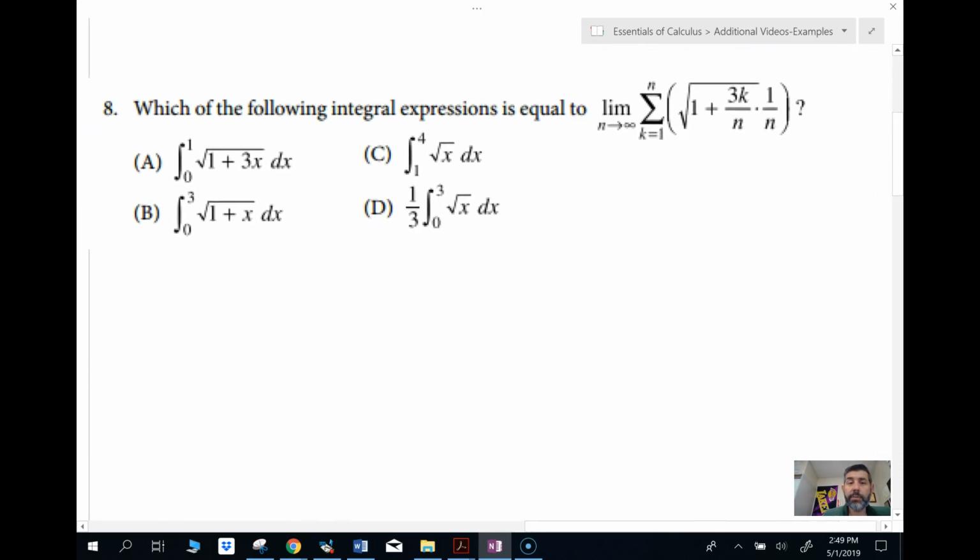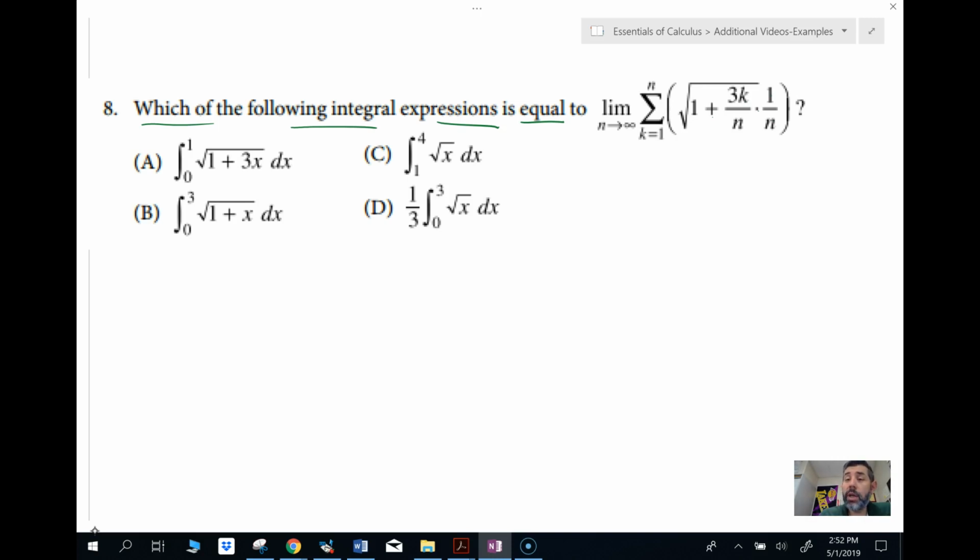from the College Board. Which of the following integral expressions is equal to the limit as n approaches infinity of this thing? All right, so we locate this stuff. We got 1 plus 3k over n times 1 over n. All right, so I got to look at these, and you know what? They try to get a little tricky on these problems, okay? So here's where they start to get tricky.